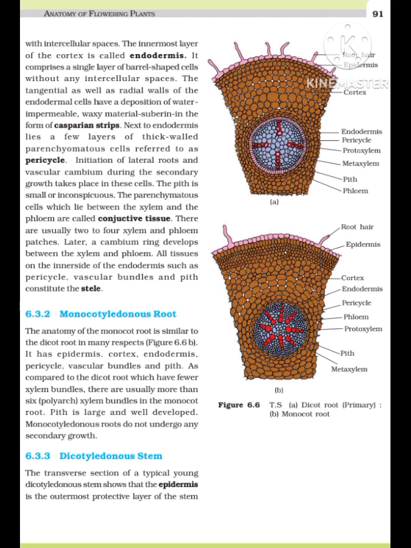6.3.2 Monocotyledonous root. The anatomy of the monocot root is similar to the dicot root in many respects. It has epidermis, cortex, endodermis, pericycle, vascular bundles and pith. As compared to the dicot root, which has fewer xylem bundles, there are usually more than 6 polyarch xylem bundles in the monocot root. Pith is large and well developed. Monocotyledonous roots do not undergo any secondary growth.